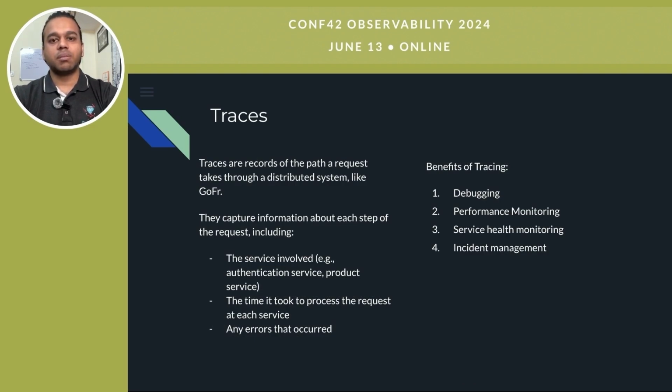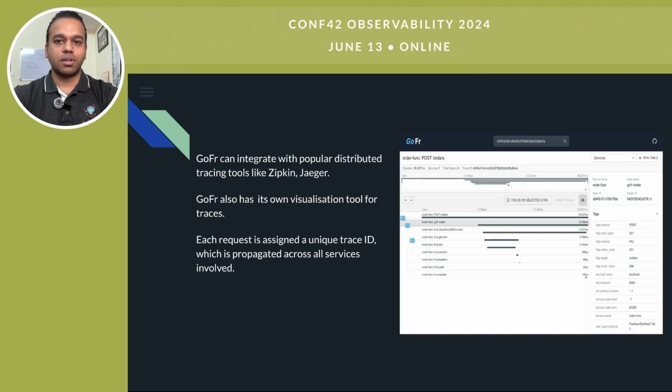Distributed tracing is a powerful technique for monitoring and debugging applications, especially those built with microservices architecture. By tracing requests across different services, we gain valuable insights into how our application is functioning as a whole. GoFr highlights the integration with tracing tools like Zipkin and Jaeger. It also has an internal tracing tool, which we will discuss later.